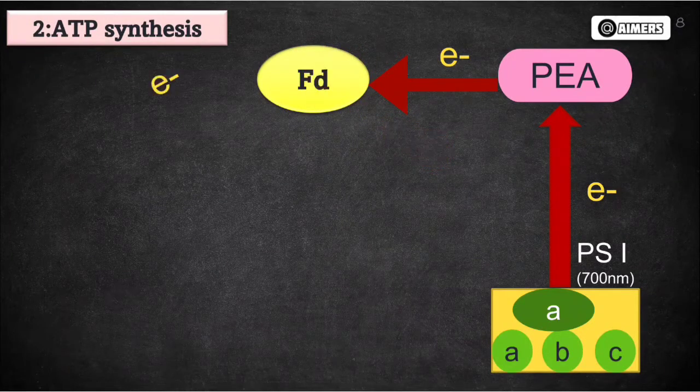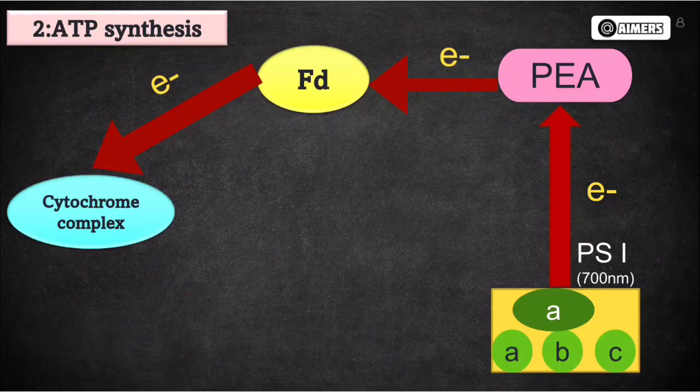Rather, from ferredoxin, electrons are transported to the cytochrome complex. Because, as we saw in non-cyclic photophosphorylation, whenever electrons go from the cytochrome complex to plastocyanin, there is a difference of energy level, because you know that the energy level goes on decreasing.